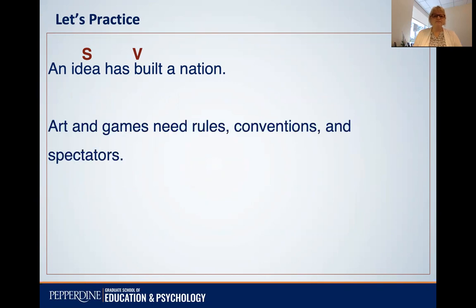So let's practice. What is the subject of this sentence? An idea, and the verb has built. So we include the helping verb has as part of the verb. How about this one: Art and games need rules, conventions, and spectators. What's our subject? Art and games, and the verb? Need. And in both these sentences, we have objects as well, direct objects.